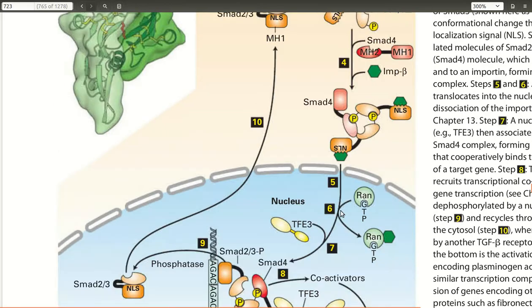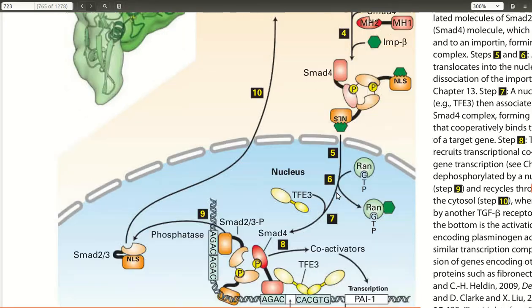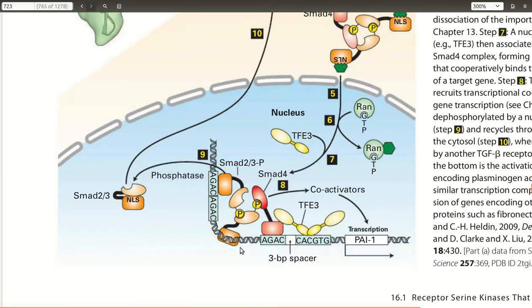This then allows this trimeric complex to go into the nucleus, where a RAN GTP activated protein will remove the importin beta signal, and together with various transcription factors such as TFE3, this trimeric complex will be able to bind to the particular segment of DNA for which it is complementary, and initiate transcription of the adjacent gene.